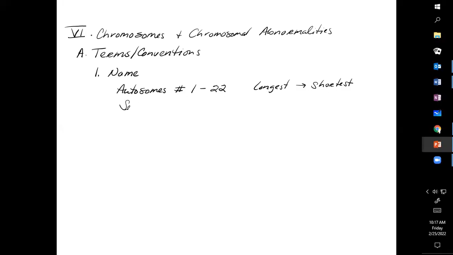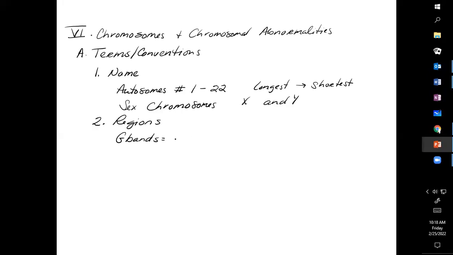And we also have in humans and other mammals, the sex chromosomes, which have the names X and Y. Now, we can also name or refer to regions within the chromosomes. And so each chromosome has specific regions. And those are defined by what are called G-bands.